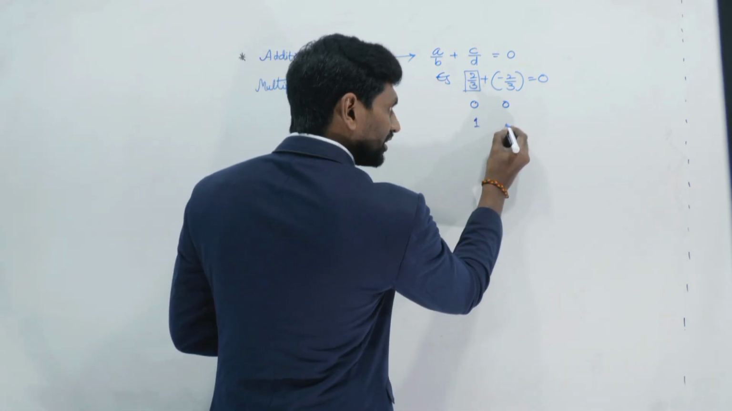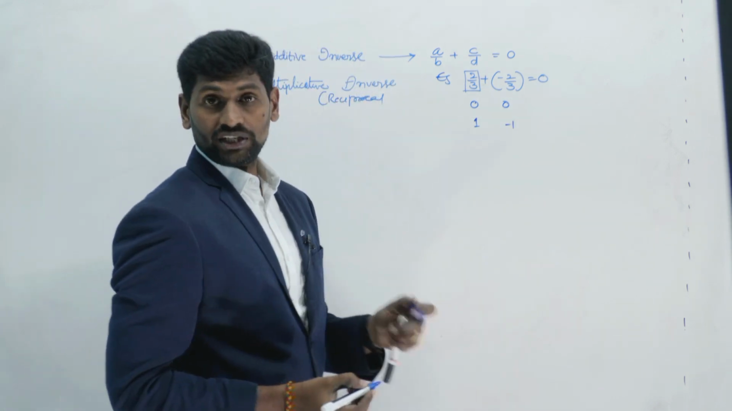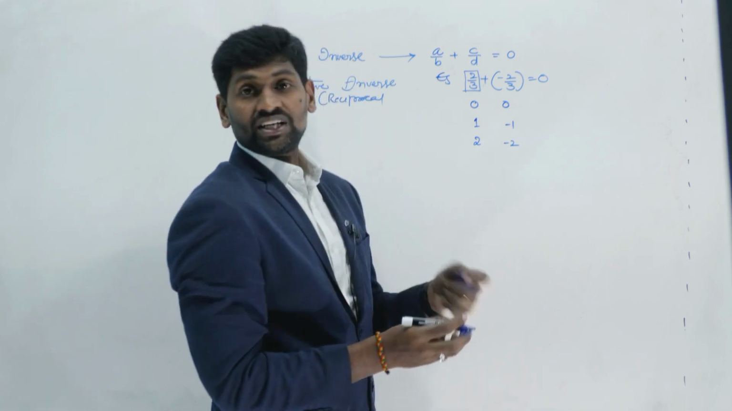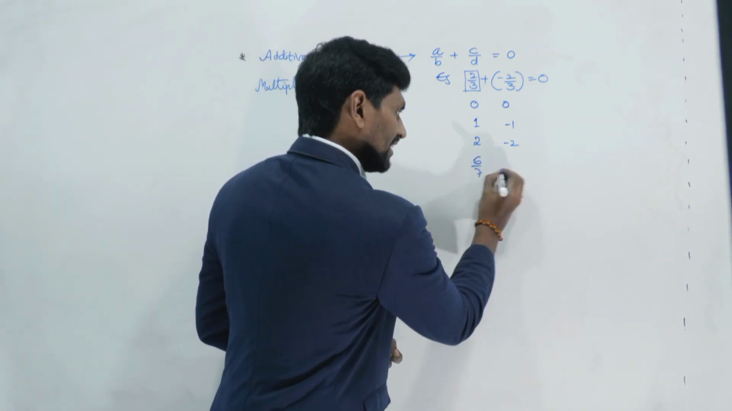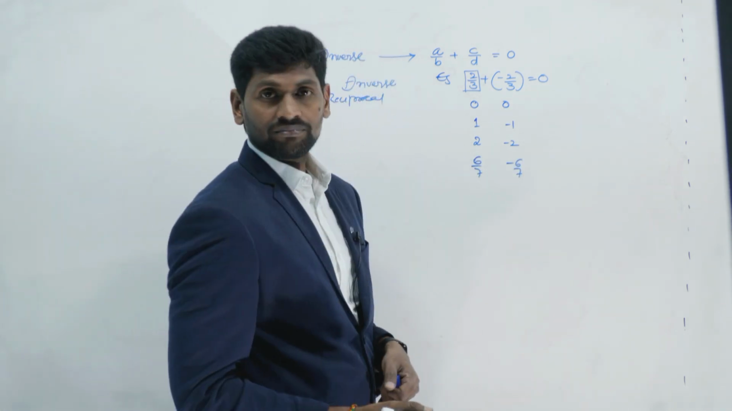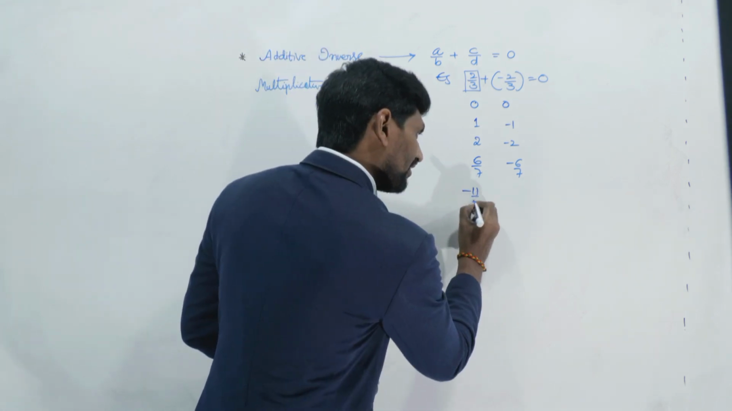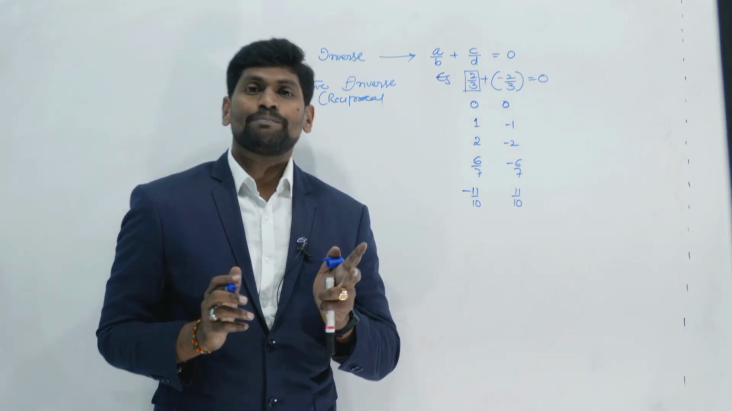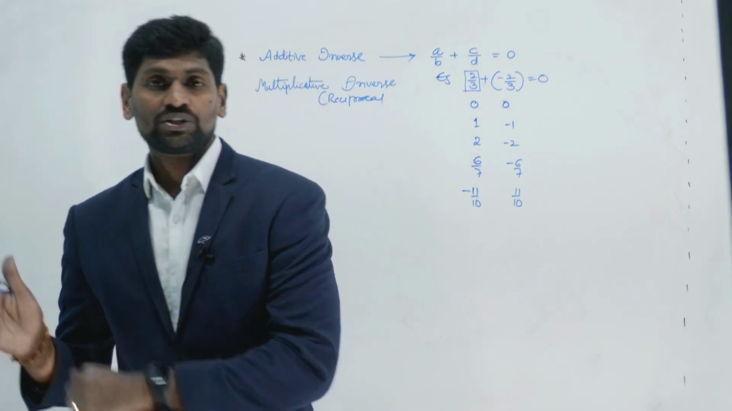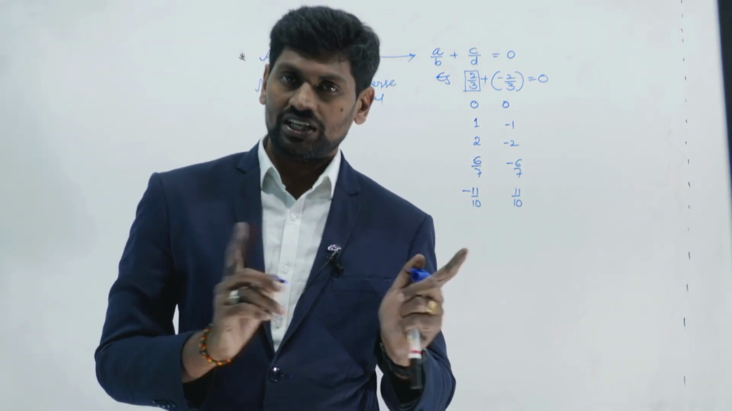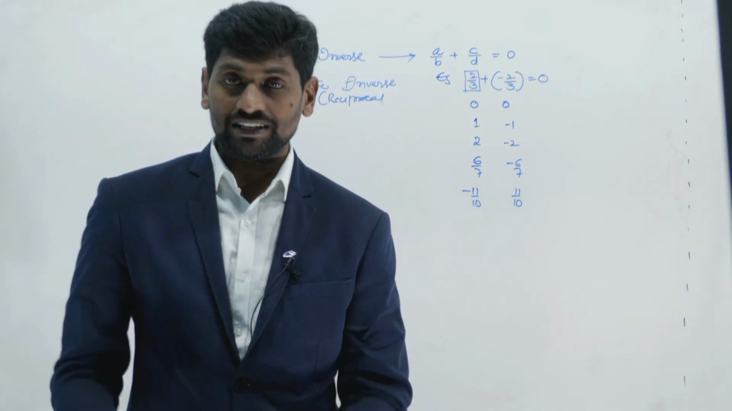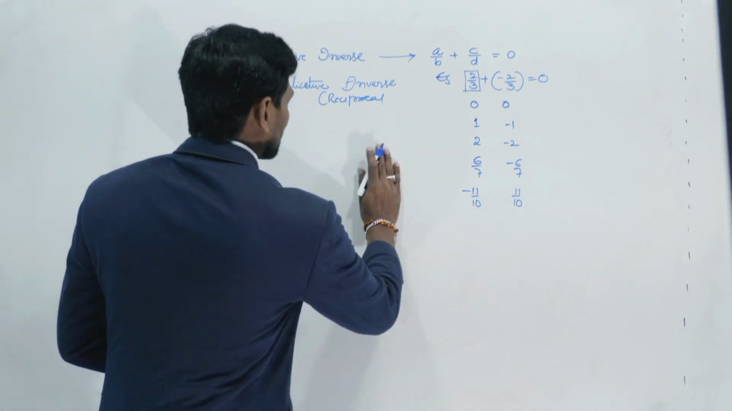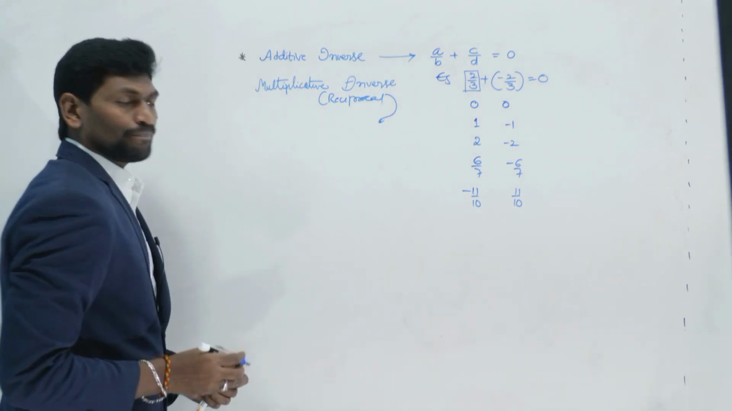The additive inverse of 1 is minus 1, both are different. The additive inverse of 2 is minus 2. The additive inverse of 6 by 7 is minus 6 by 7. The additive inverse of minus 11 by 10 is plus 11 by 10. So, for every positive rational number there exists a negative rational number whose sum becomes 0, and we can call both rational numbers additive inverses of each other. Now, let us go to the multiplicative inverse.